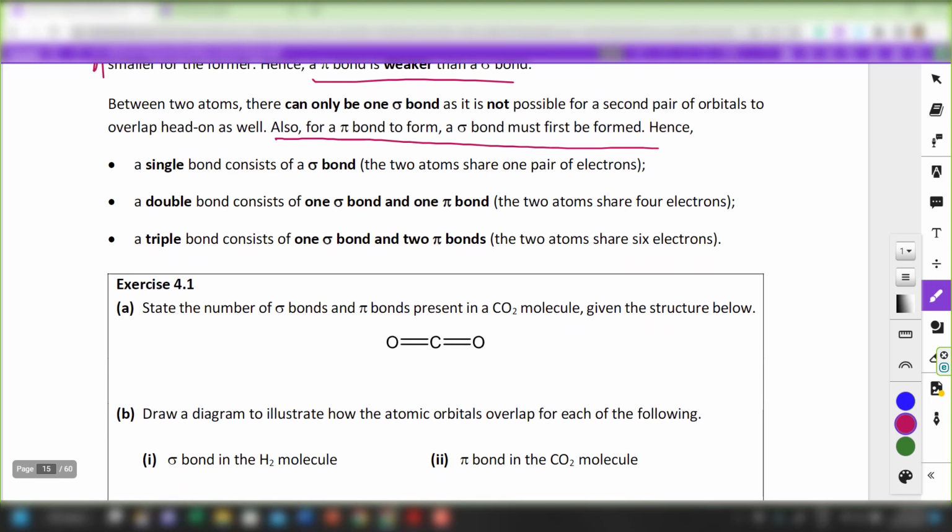In our case, these three bullet points you do not really need to memorize, because if you remember what I said, you need to form a sigma bond before you form a pi bond. So anything beyond a sigma bond must be a pi, until a triple bond.